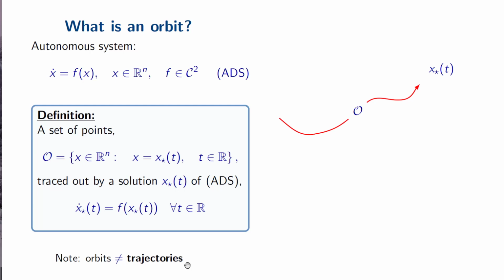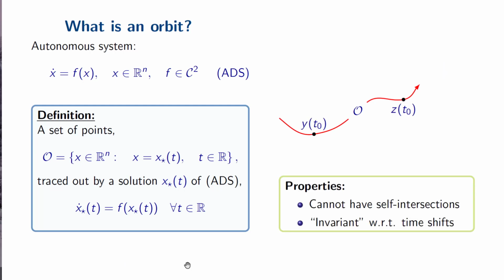Now, since we consider here autonomous systems with a certain smoothness of the right-hand side, orbits of such systems naturally have a few important properties. Since we have local existence and uniqueness due to the smoothness, this means that orbits cannot have self-intersections. Likewise, they can be considered as being invariant in some sense with respect to time shifts along them. So this simply means that if we take two solutions, here y and z, both starting on the same orbit, so they trace out the same orbit, but naturally due to the uniqueness of solutions, these trajectories will never intersect one another.